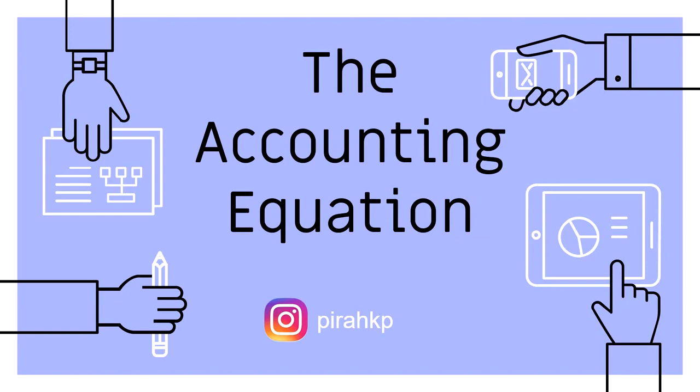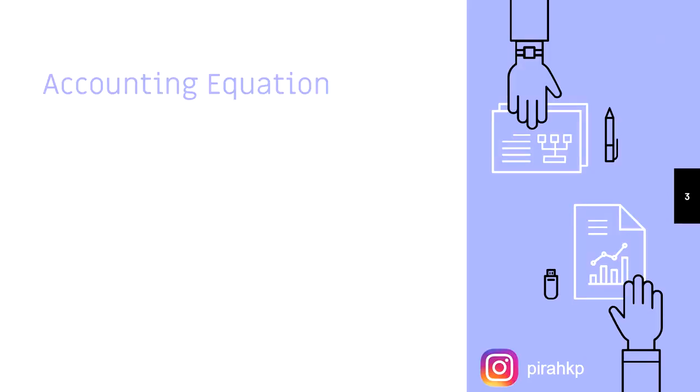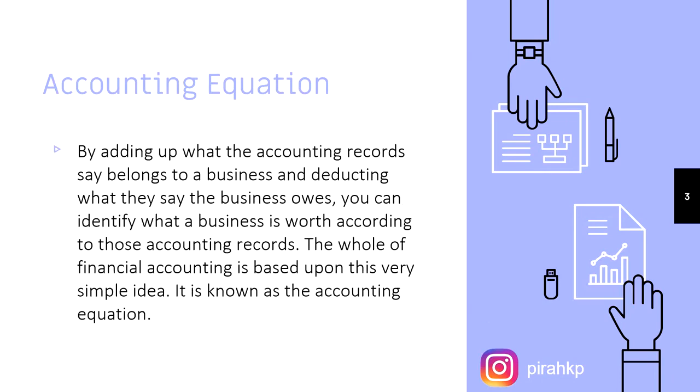So in today's video we are talking about the accounting equation. What is the accounting equation? By adding up what the accounting records say belong to a business and deducting what they say the business owes, you can identify what a business is worth according to those records. The whole of financial accounting is based upon this very simple idea. It is known as the accounting equation.